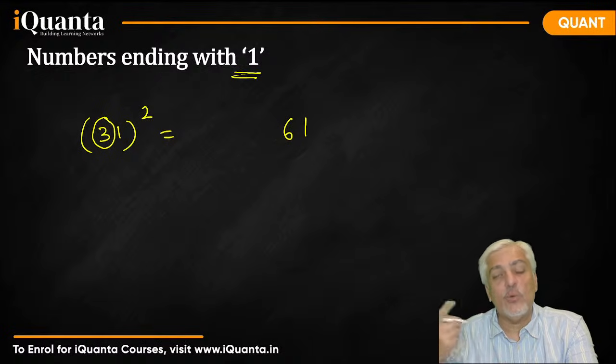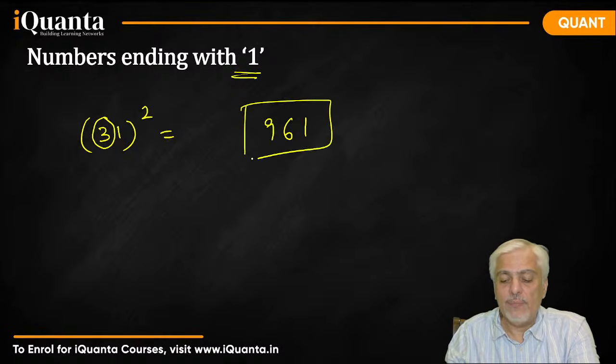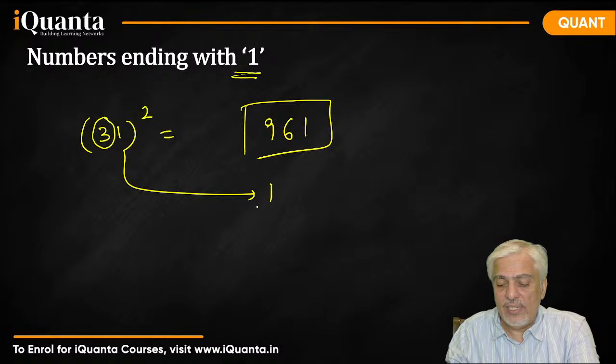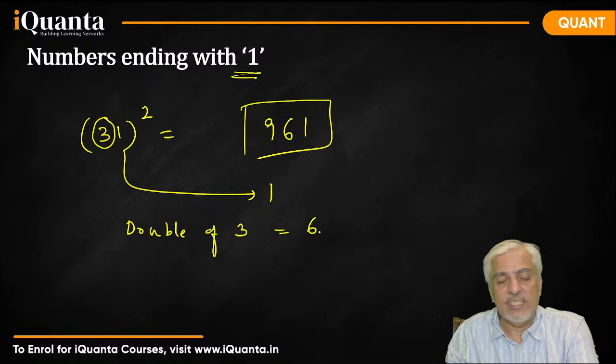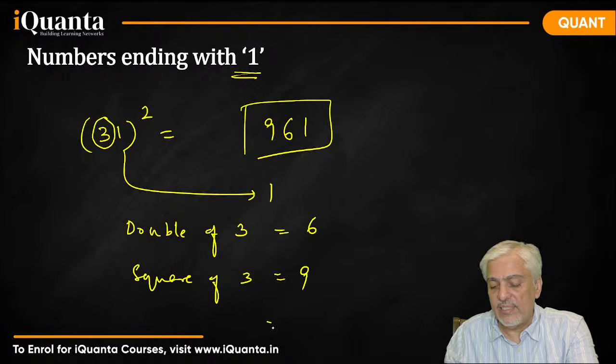And then 3 का square. What is square of 3? 9. I'll repeat. First 1 will come. Then double of 3. Double of 3 is 6. There is no carry over. So you'll write only 6. And then square of 3, which is 9. So answer is 961.